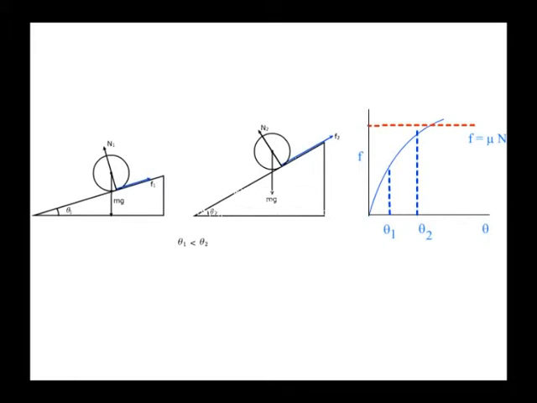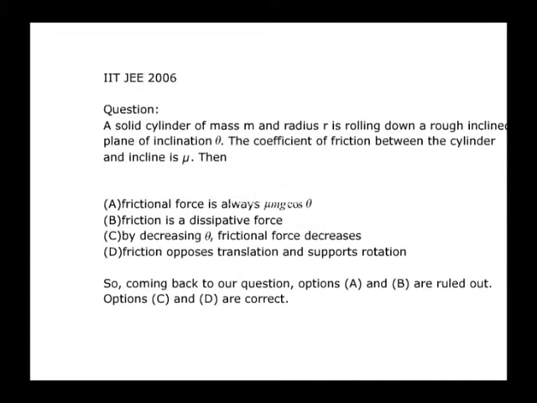And because static friction is self-adjusting, it does increase till it can. But we know that the limiting value of static friction is mu times the normal force, or mu mg cos theta. So, there is a limiting value of theta beyond which the static frictional force cannot increase. It is at this point that the cylinder starts to slip down the incline. So, coming back to our question, options A and B are ruled out. Options C and D are correct.